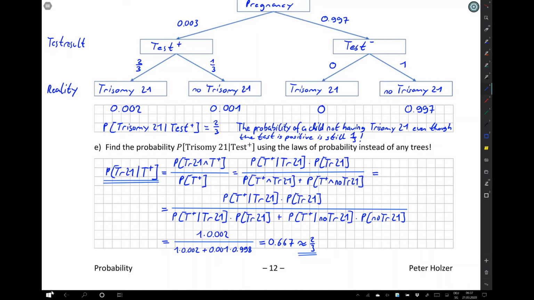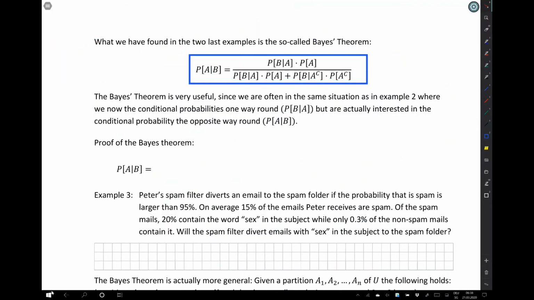So we get again for this probability approximately 2/3. What we have found in these last two examples is the so-called Bayes theorem. It states how we can find the conditional probability of A given B if what we know is the conditional probability of B given A and B given A complement, and additionally if we know the probability of A. This is very often very handy because there are often situations where we have exactly this situation.